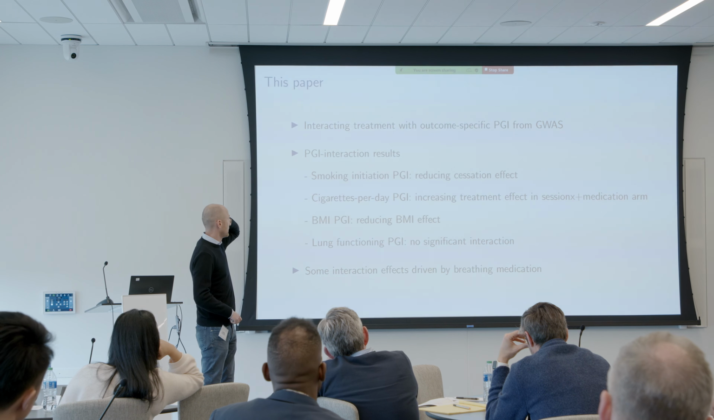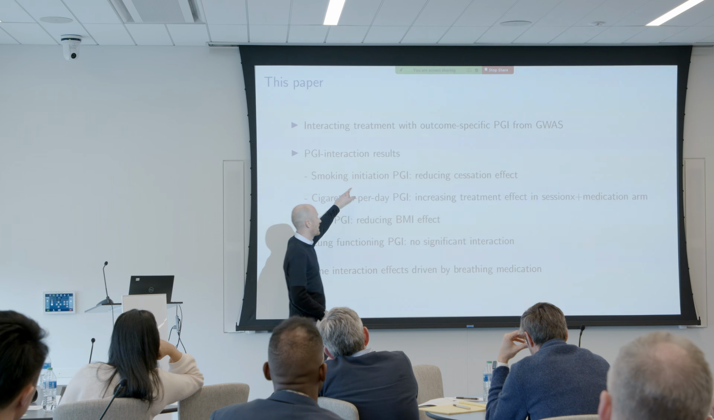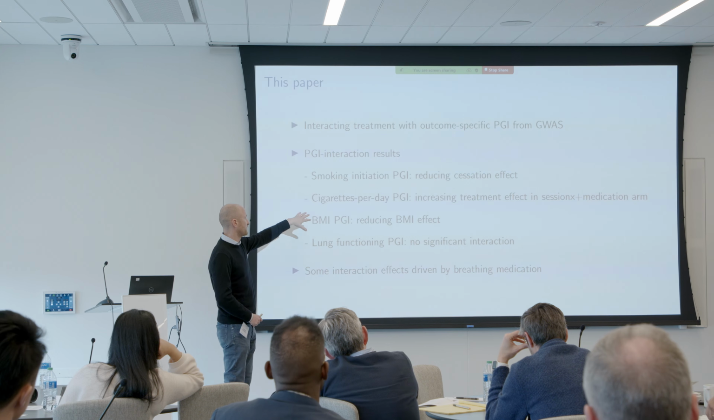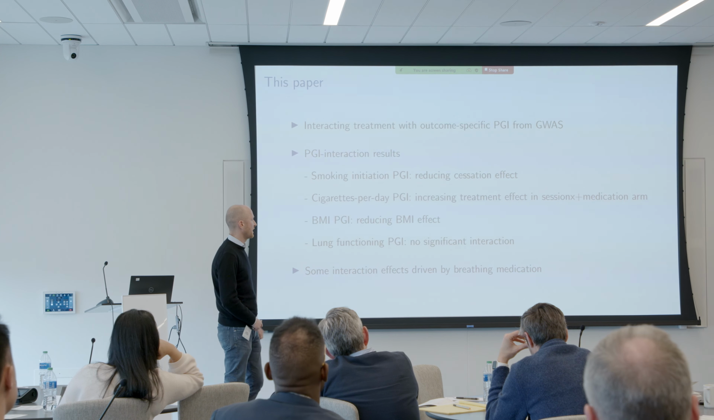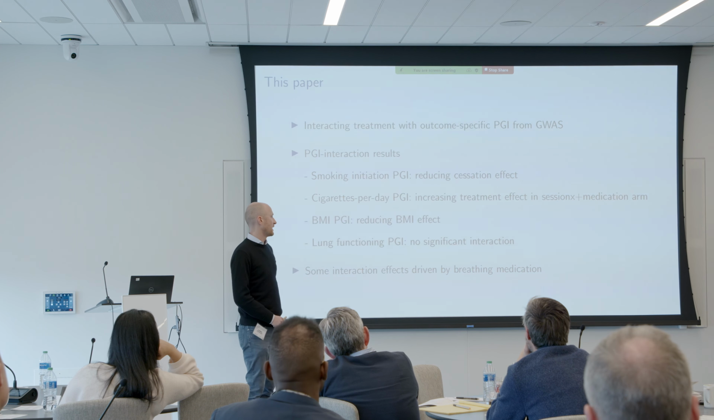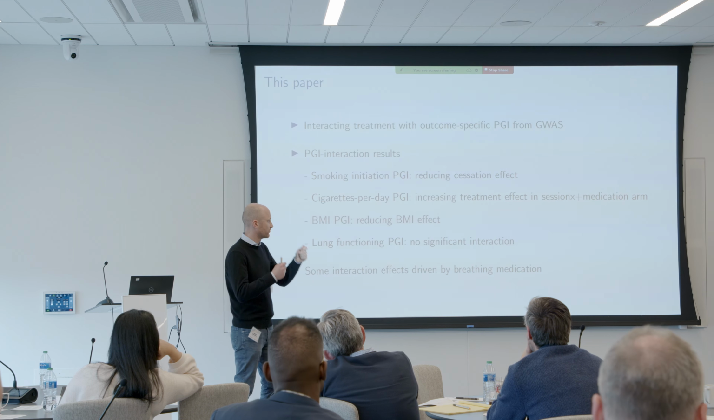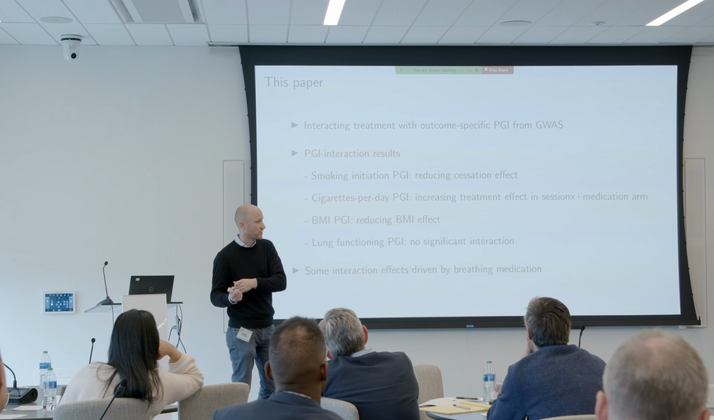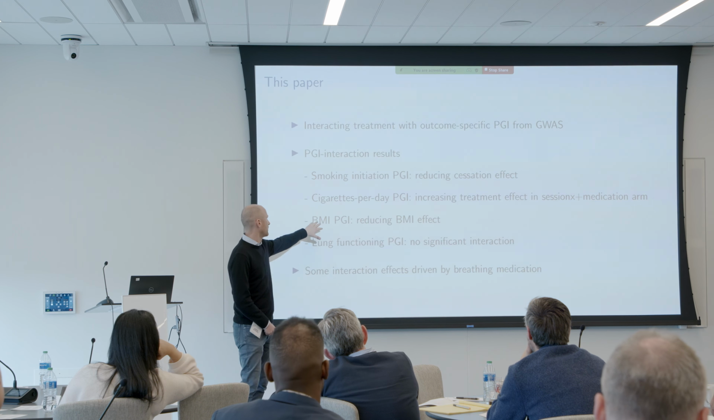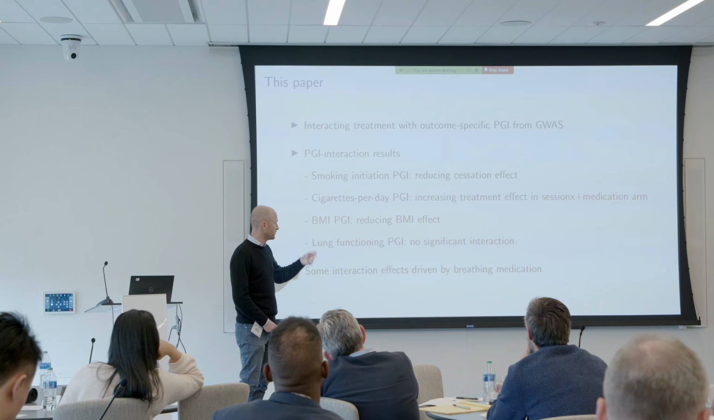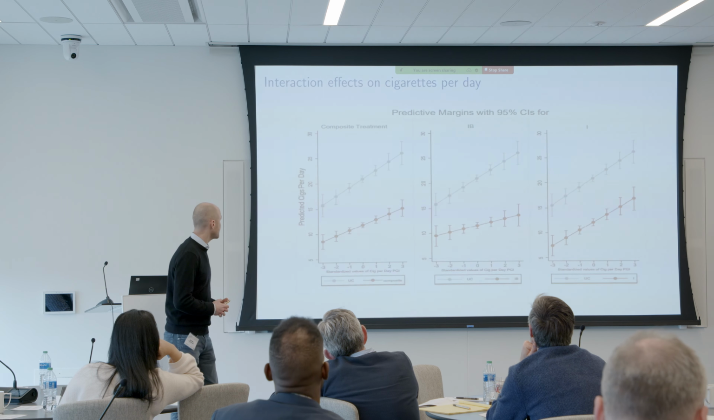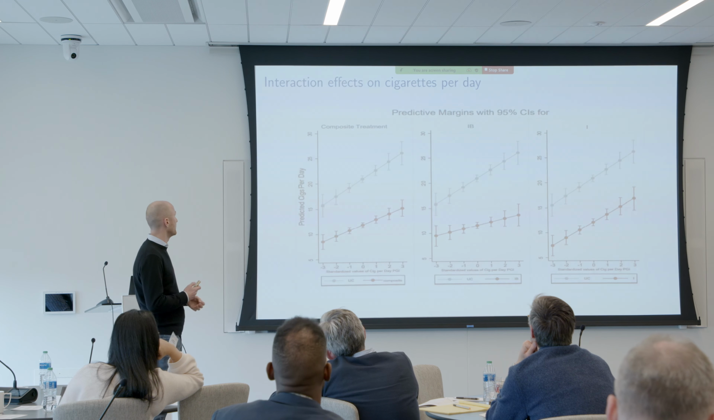On the one hand, the smoking initiation PGI reduced the cessation effect. The cigarettes per day PGI actually increased the treatment effect a little bit, that is, increased the reduction, but only for the treatment arm that combined these sessions with the additional lung breathing medication. Then the BMI PGI reduced the effect on BMI, and for the lung functioning PGI there was no effect. And these were the type of figures that we have already seen.